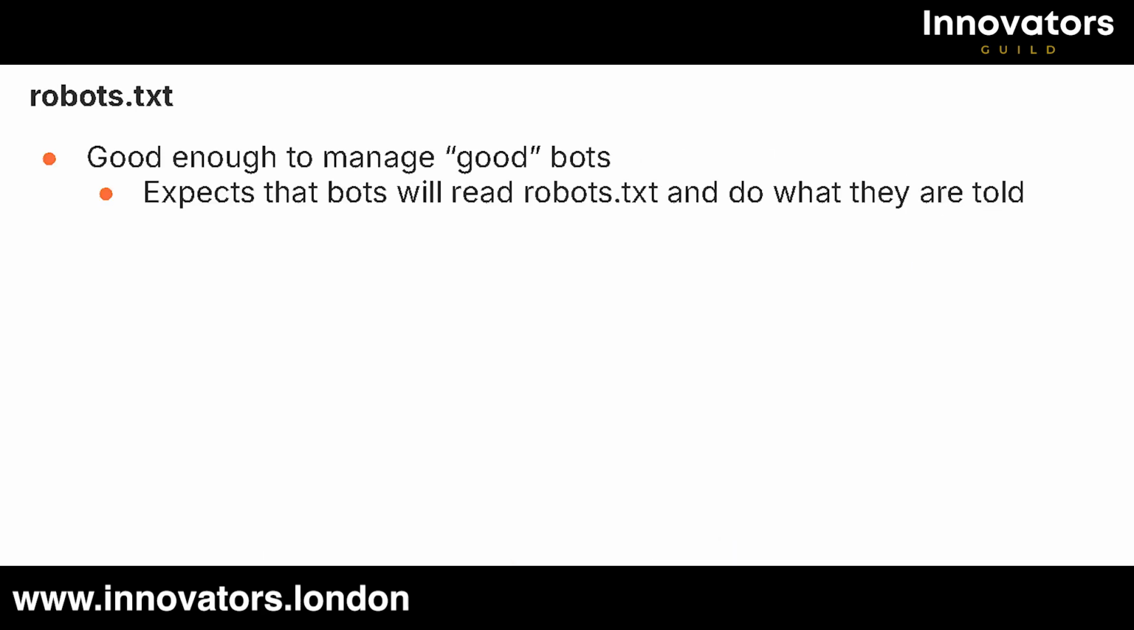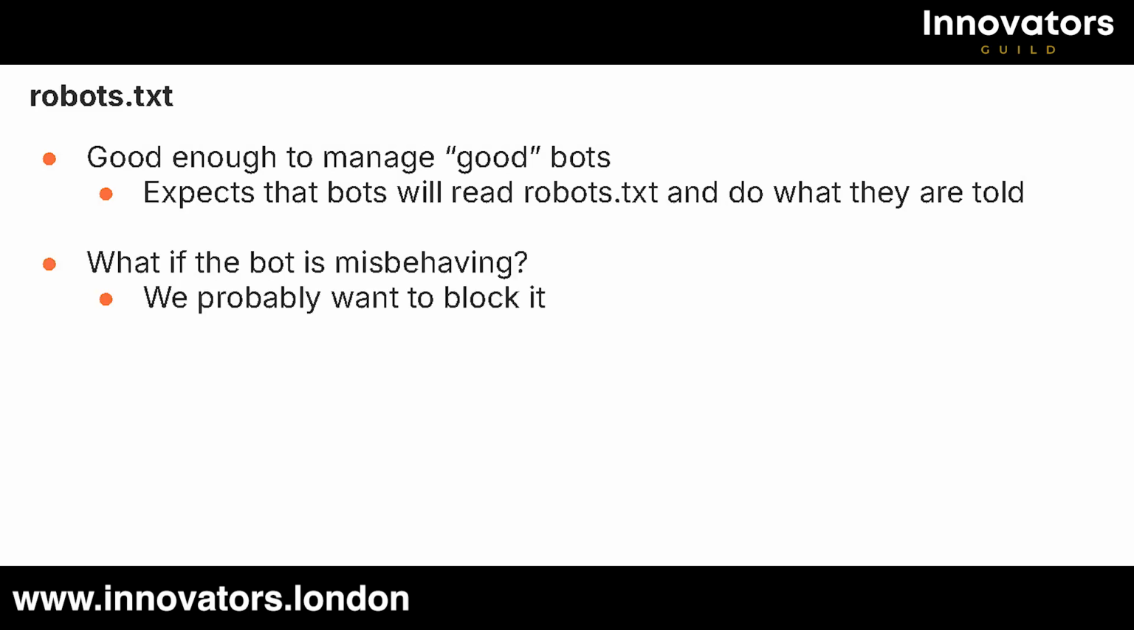The problem with robots.txt, because it's an old technology, is that it's a gentleman's agreement, right? It's good enough to manage good bots. The expectation is, I'll put this file in the root and robots will read it and behave as I say. Well, it's not always the case. So what if the bot is misbehaving? We saw that many times, and we get complaints about that many times, from people using a bot on the Cloudflare network that doesn't comply.